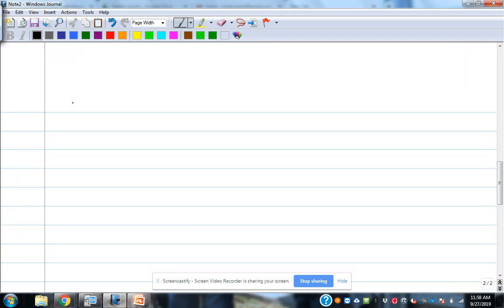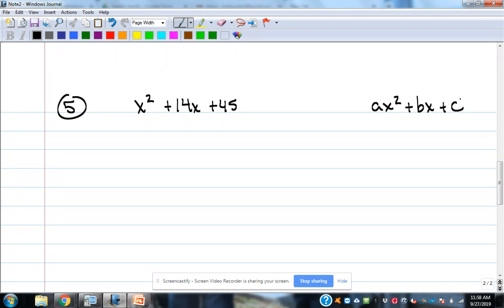Let's look at the x method. So x squared plus 14x plus 45. And then I'm going to write out over here ax squared plus bx plus c so that we can explain the x method. How many of you have never seen x method? Anybody? You had? Or you don't remember it, maybe. That may be the case, okay?